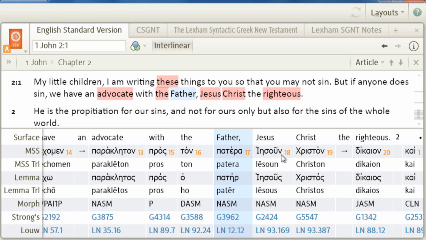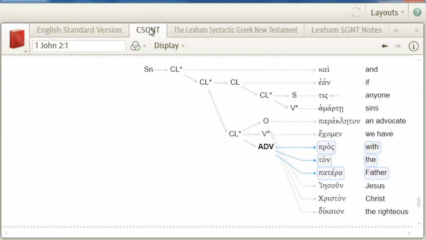Next we have, and in this order, Iesun, Christon, and Dikaion. Now we don't want to just look at the form of these words, we want to look at their function. And in order to look at their function, we need to look at the syntactical resources within Logos. The first one we want to look at is the Cascadia syntax graphs for the New Testament. And we can see that parakleton, which is translated an advocate, is labeled O for being the object of the clause.